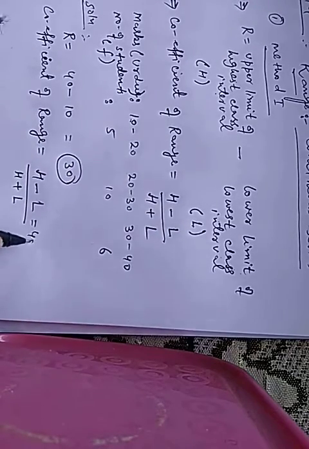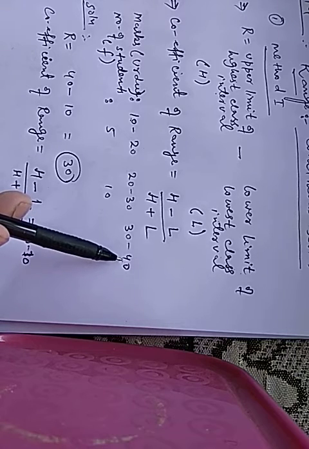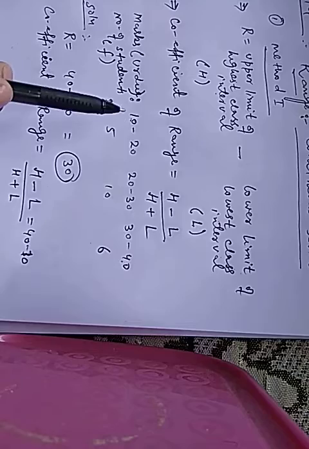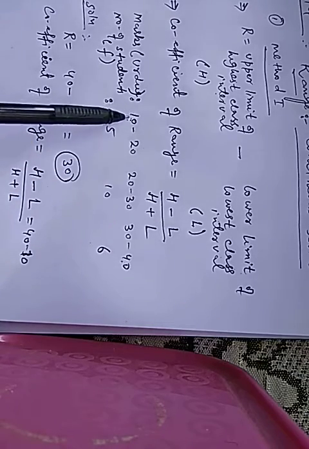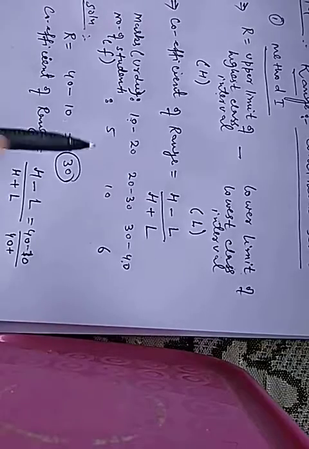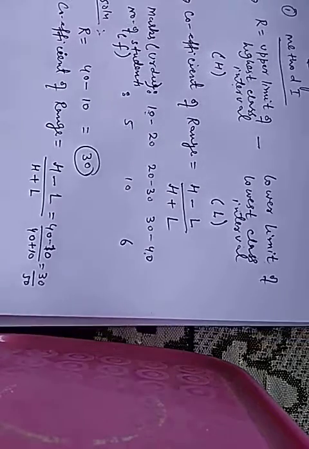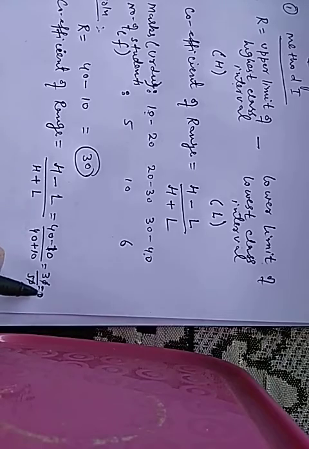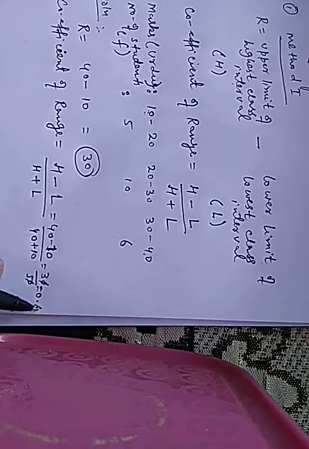It will be equal to 40 minus 10. The upper limit of highest class interval is equal to 40, and the lower limit of lowest class interval is equal to 10, divided by upper limit of highest class interval, that is 40, plus lower limit of lowest class interval, that is 10. It will be equal to 30 divided by 50, and it will be equal to 0.6. The coefficient of range will be equal to 0.6.